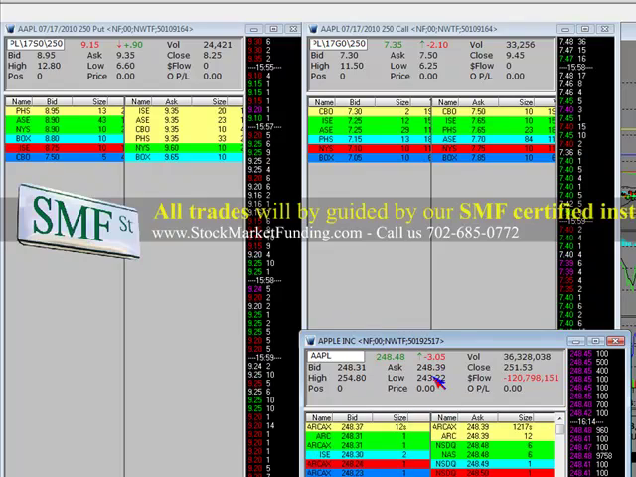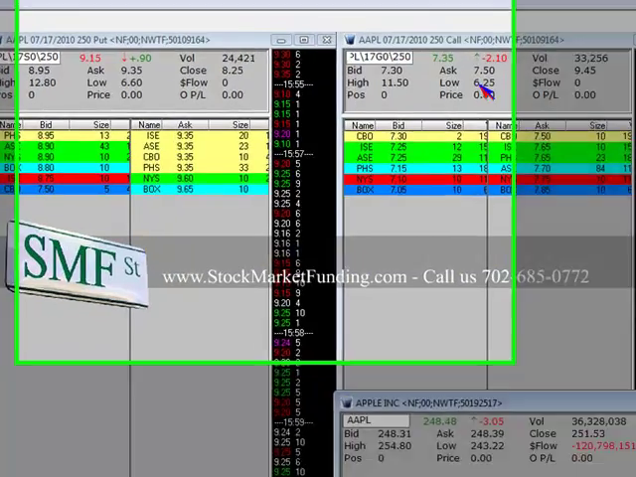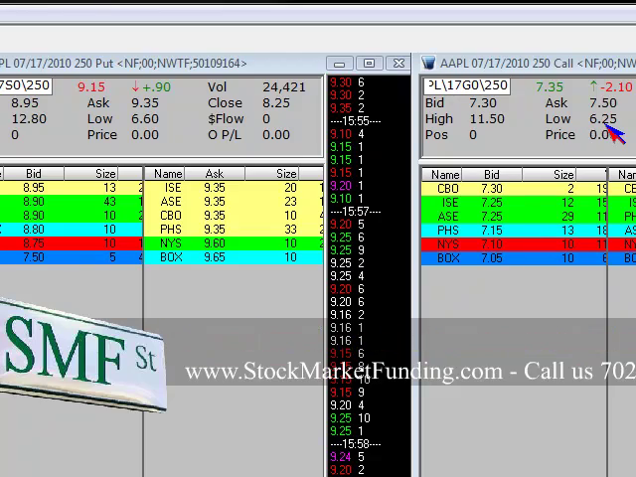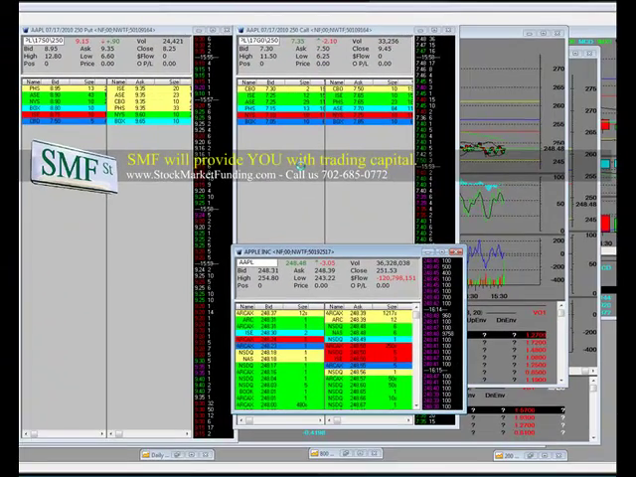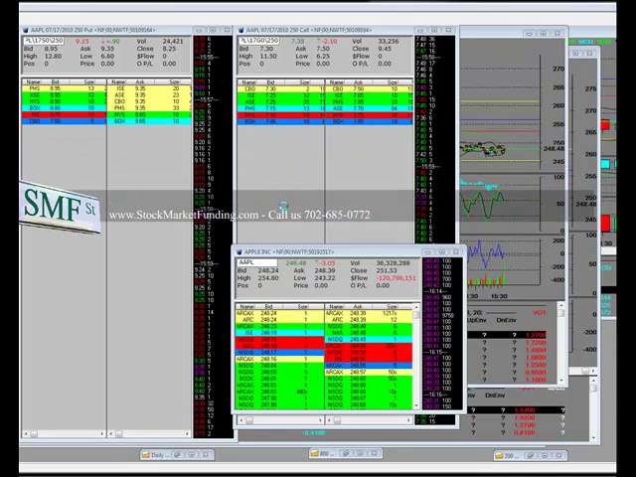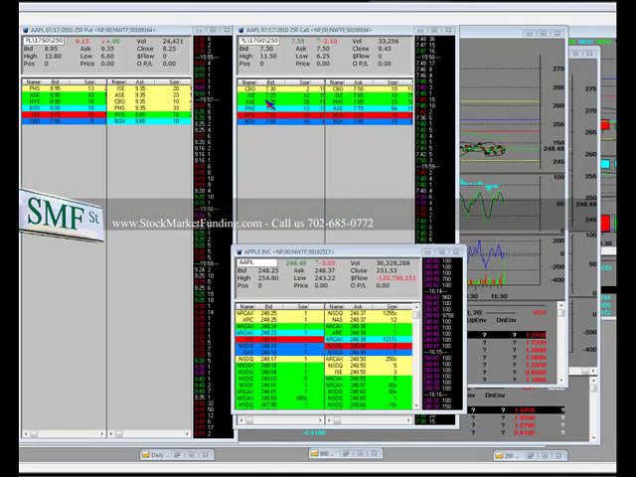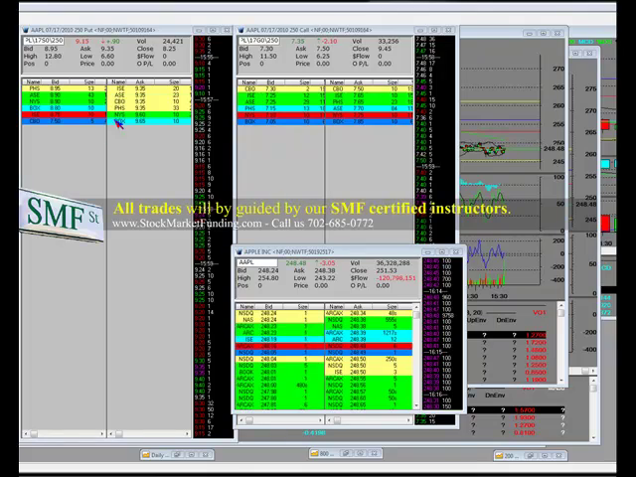So when the stock comes down and hits support, you'd have been buying the call wholesale. That low was $6.25 on the call. And if you're an SMF MMTP options market maker, you get these kinds of entries using the training that we offer you.